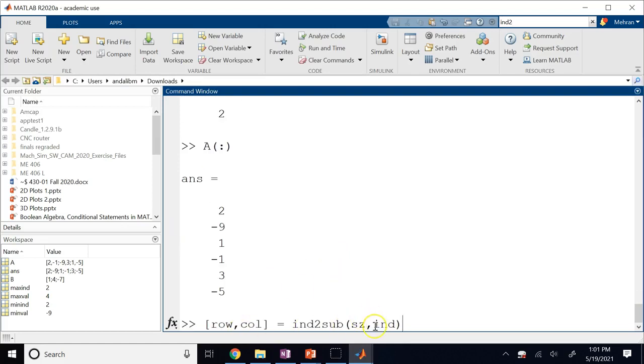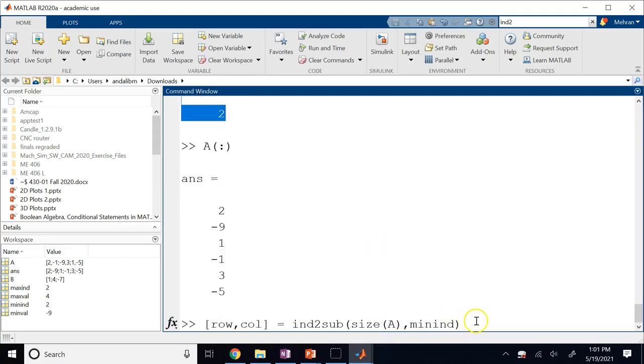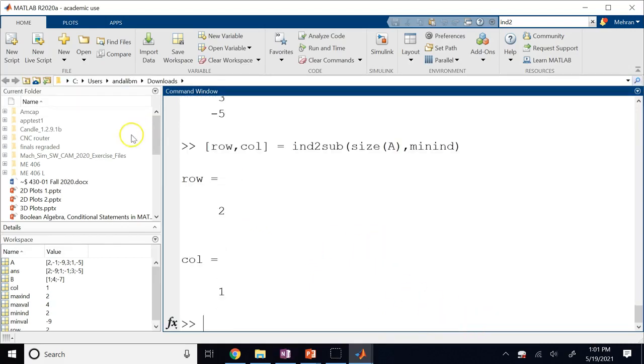So this is what I do. I say the size I had for A was what? Even if you want, you can say size of A, right? That's the size of A, original A. And this index, I give it min index. Now look. It says it was row 2 and column 1.